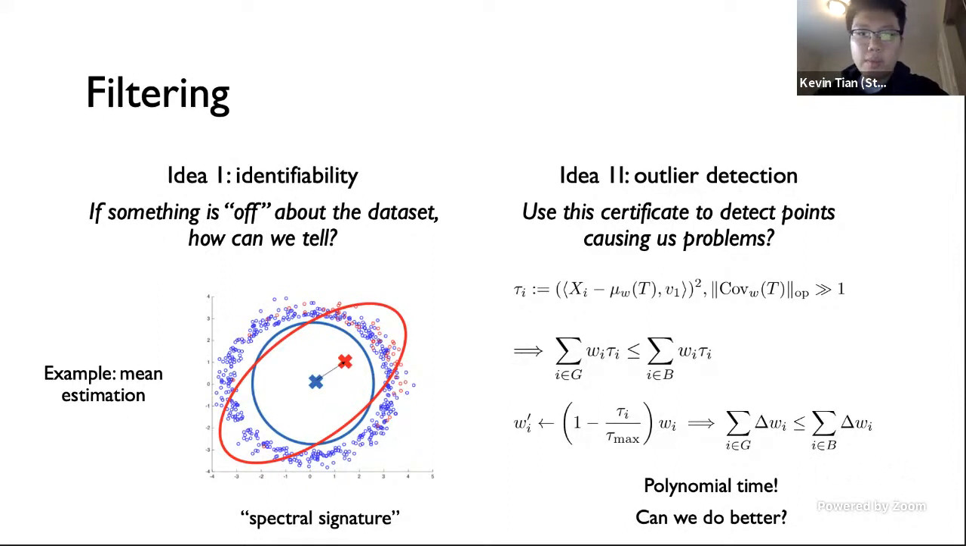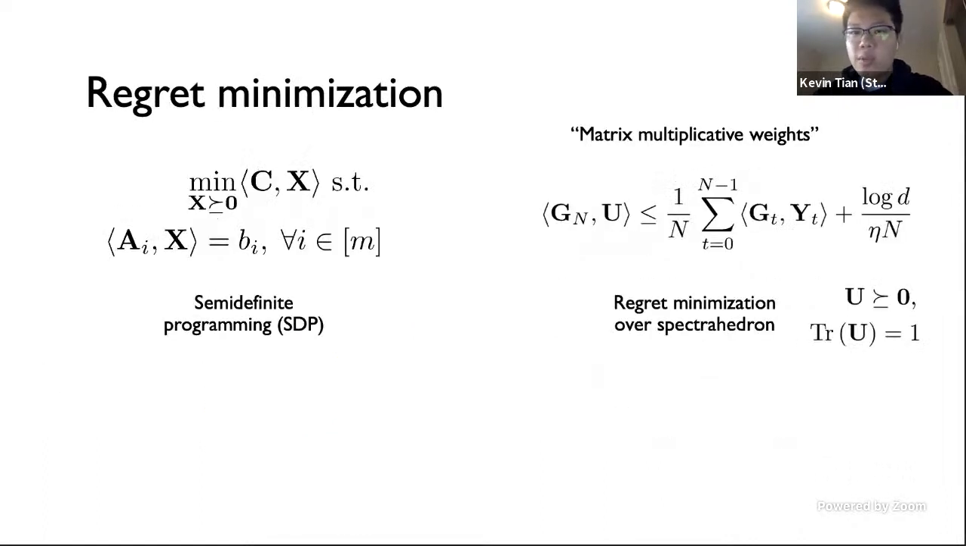But in high dimensions, maybe polynomial time is still too slow. Right, so can we do better? So taking a slight detour, semi-definite programming, or SDP, is a generalization of linear programming to matrix-based constraints and objectives. So it turns out that since what we're looking for is basically ways to decrease the covariance operator norm, the SDP community has designed tools for exactly this purpose.